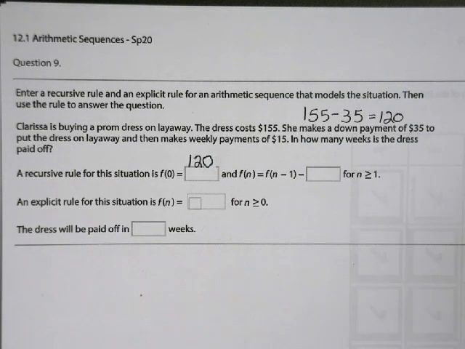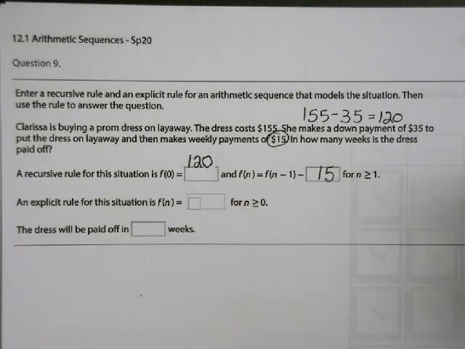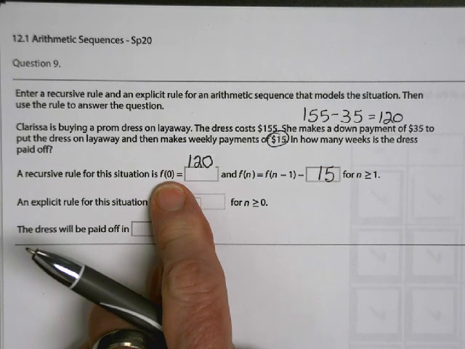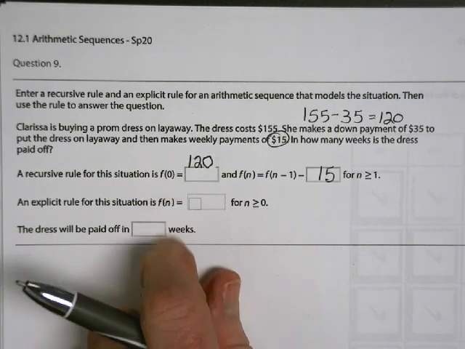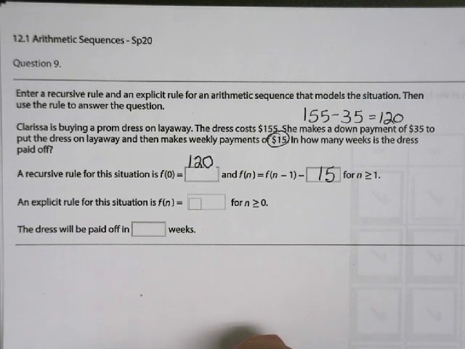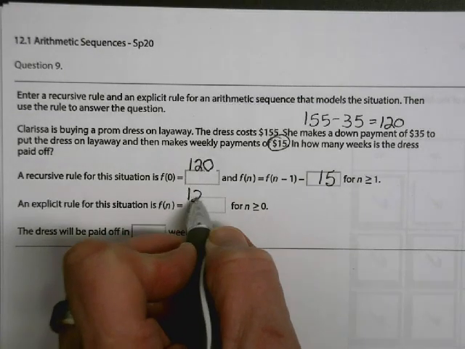So if I start at 120, pay it down $15 a week. Now this one starts at F of 0, so the explicit rule. Okay, I'm not sure about your numbers there on your explicit rule. Watch. I think you're missing something. Yes, so watch. Ready? Watch.